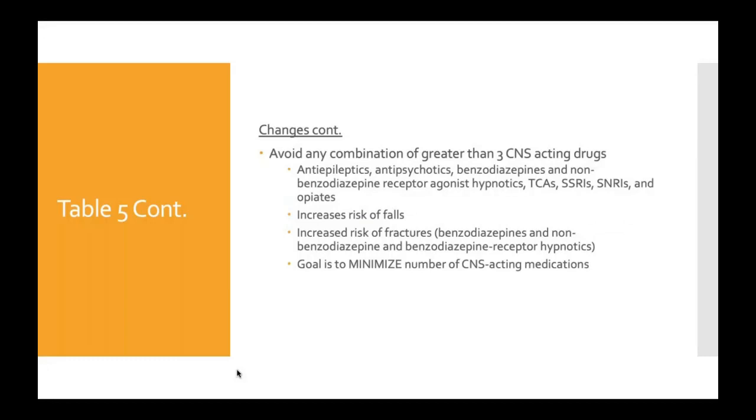Okay, and then this one was added that basically any combination of more than 3 central nervous system acting drugs should be avoided. As you can see, there are several agents that have effects on the system, but just being on more of those agents increases the risk of falls, increases the risk of fractures. So the overall goal is really to minimize the number of CNS acting medications as best you can.